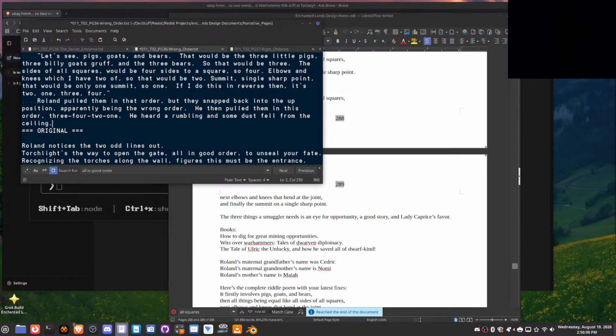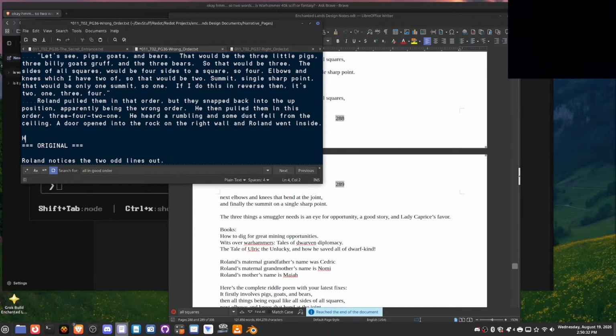Do I want a double door? Do I want a single door? A door opened into the rock on the right wall, and he went inside. And to continue, press 1; 0 to quit.